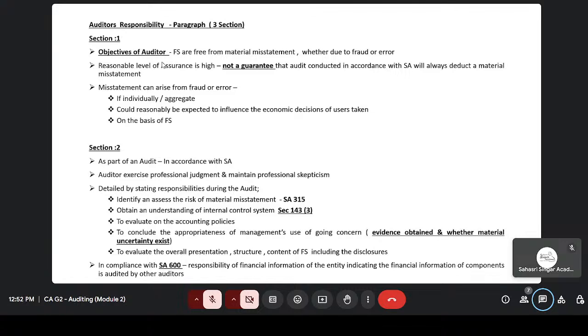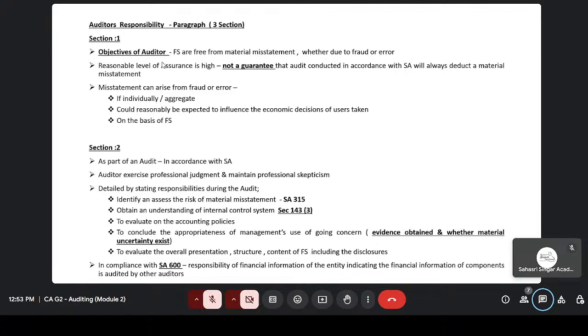You are protecting your risk. See, you are giving a diplomatic opinion, not a guarantee that an audit conducted in accordance with the SA will always detect a material misstatement, because chances are that some things can still be hidden. It can come out later. Then misstatements can arise from fraud or error. Sometimes these could be individual transactions or aggregate transactions that could reasonably be expected to influence the economic decisions of users taken on the basis of the financial statements. So sometimes these also can arise.